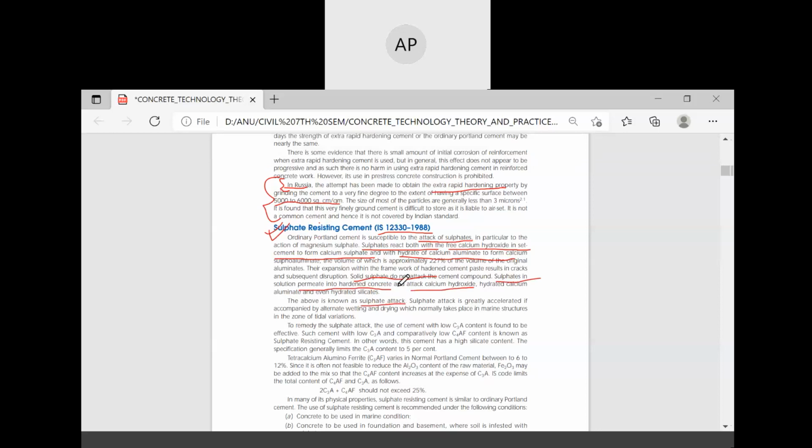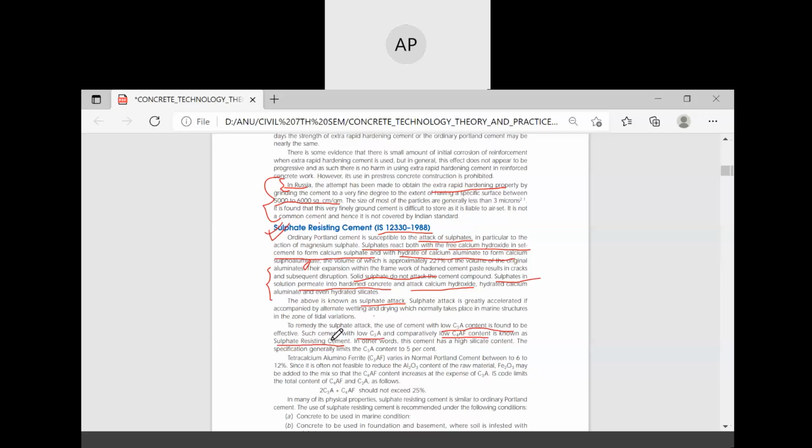So there is an expansion in the framework due to the reaction with sulfate present in the cement. Sulfate attack is generally accelerated if accompanied by alternate wetting and drying. To remedy this, the use of low C3A content is recommended, and cement with low tricalcium aluminate and comparatively low tetracalcium aluminoferrate content is known as sulfate resisting cement.